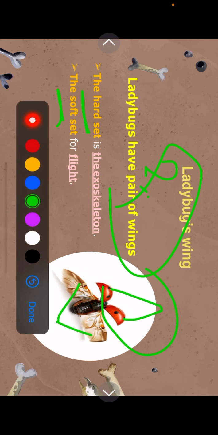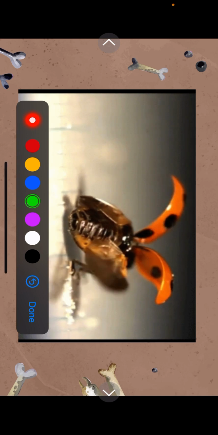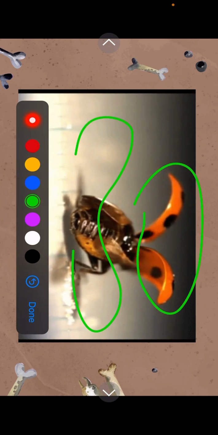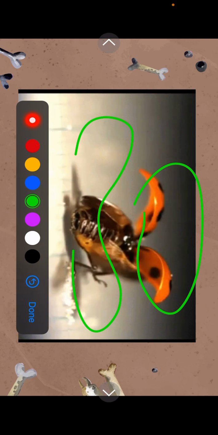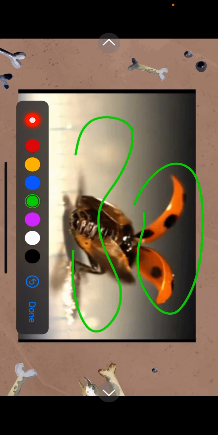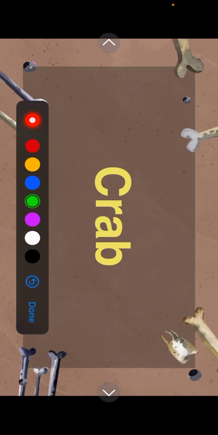So the hard set is the exoskeleton, and the soft set is for flight. The main function of the ladybug's exoskeleton is to help protect its wings, as you see.